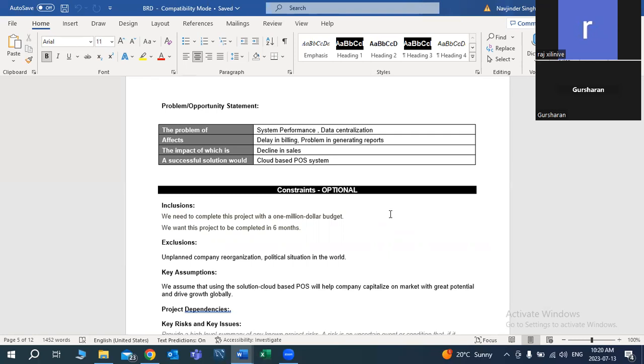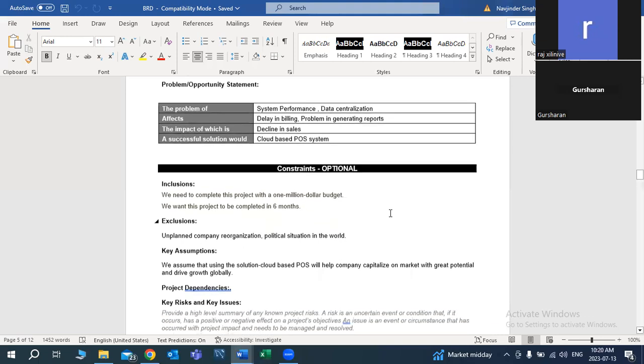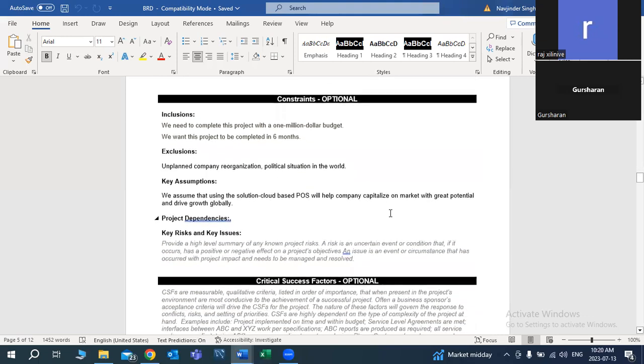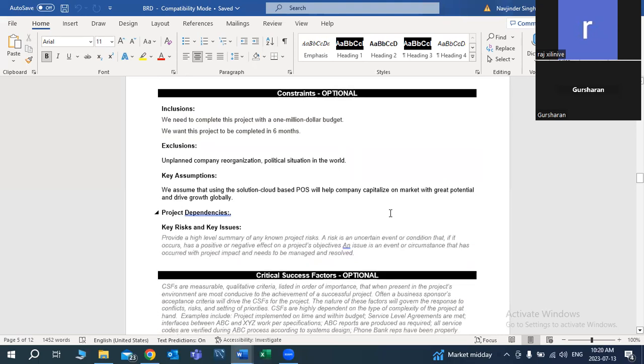Okay. Because of that, what will get impacted? Impact is decline in sales over a period of time. Effect is immediate, impact is long run. Okay. Next, what is the successful solution? Developing a cloud-based point of sale system is the successful solution. Understand? Clear?